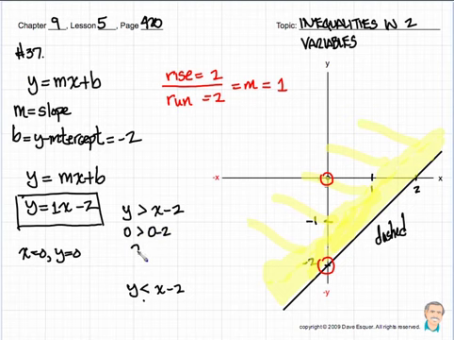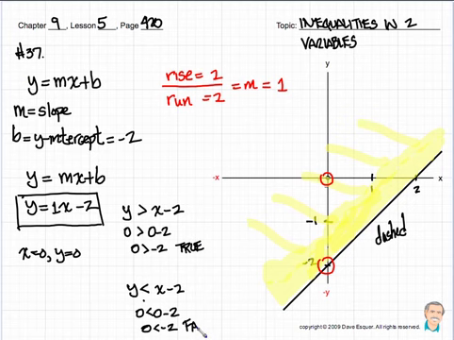So let's test this out. So 0 turns out to be 0 minus 2. So is 0 greater than -2? Or is 0 less than 0 minus 2? Or is 0 less than -2? So we have to decide which one of these two is true. So it looks like 0 has to be greater than -2. This turns out to be the true statement. This turns out to be the false statement.